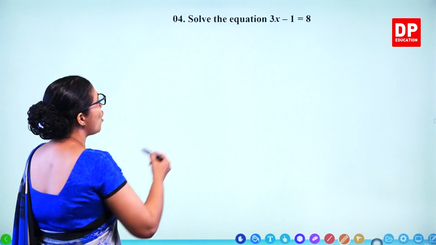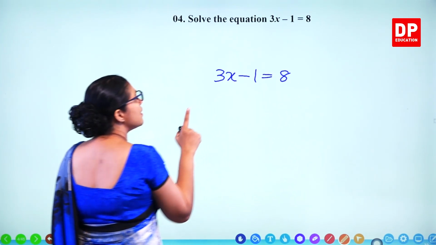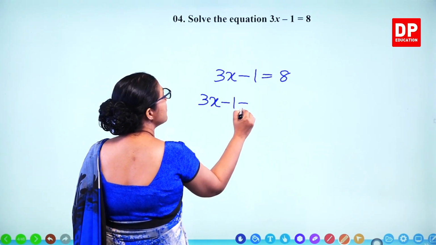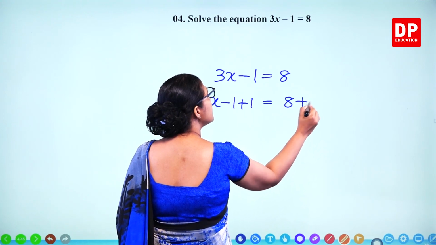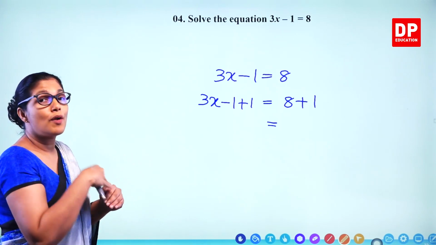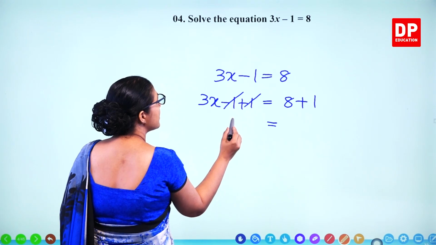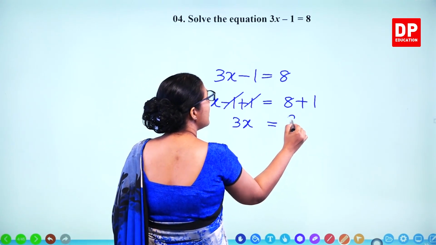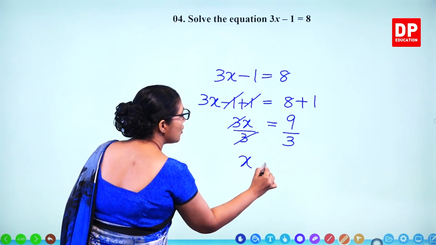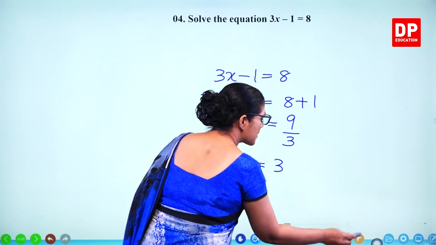Question number 4. Solve the equation 3x minus 1 equals 8. Minus 1, you have to take it to the other side. So you are adding 1. Do the same thing for the other side. That's how you get rid of this minus 1. Or you can say minus 1 we are taking to the other side, that becomes plus 1. Minus 1 and 1 get cancelled out. 3x equals 9. Then you divide both sides by 3. You get 9 divided by 3. That's 3. So that's 2 marks.